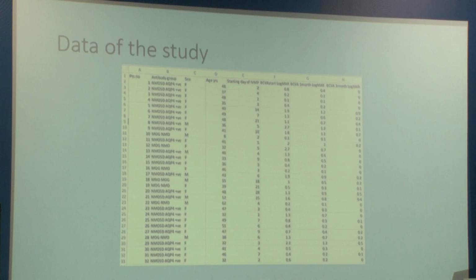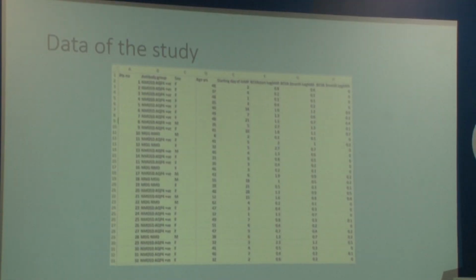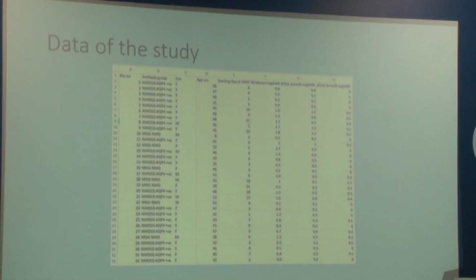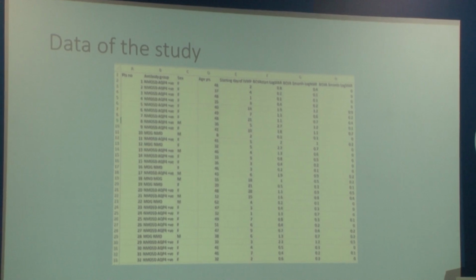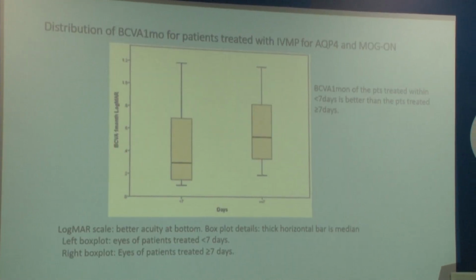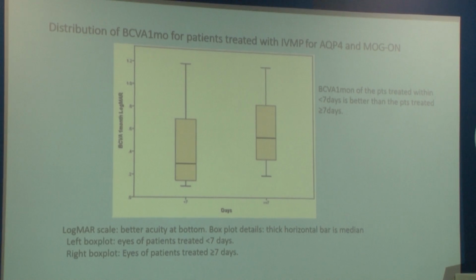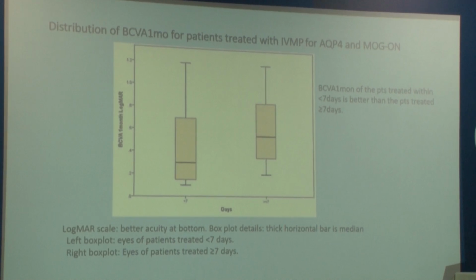Here the antibody status was taken, along with age, sex, the start of IV methylprednisolone in days, and best corrected visual acuity at presentation, at 1 month, and after 3 months. This is the distribution of best corrected visual acuity at 1 month for the patients treated with IV methylprednisolone. Here the patients treated within 7 days are better than the patients treated after 7 days. So the earliest treatment is better.